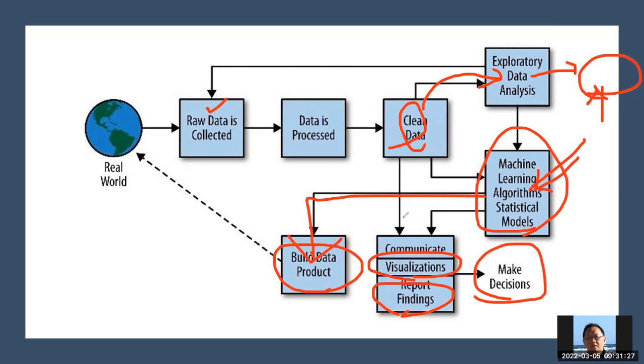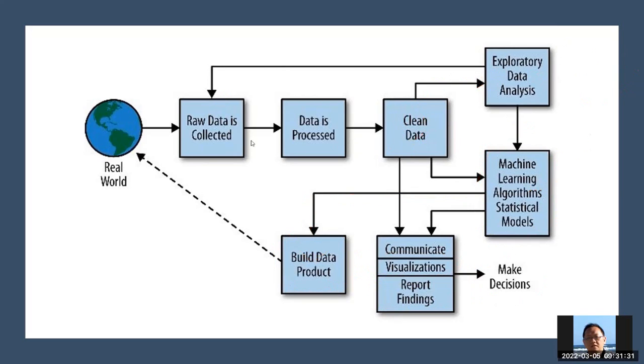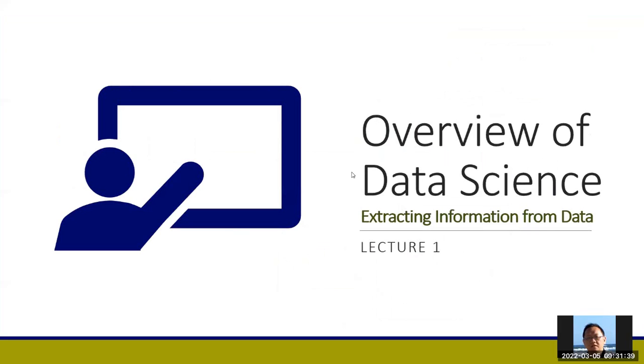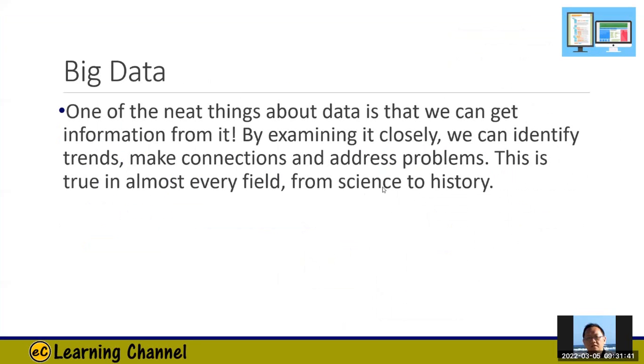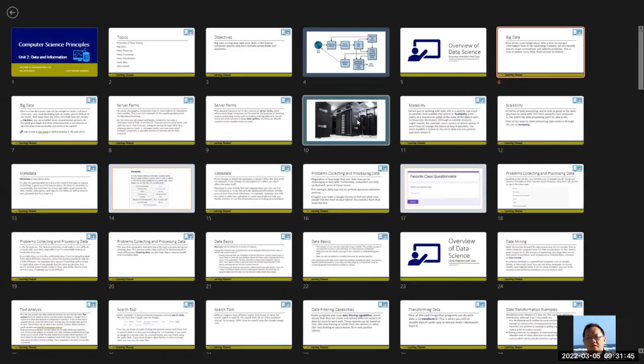Okay, making decision. So say that actually is the goal of data science: from raw data to some data product, from data for people to make decisions. So that's an overview of data science.